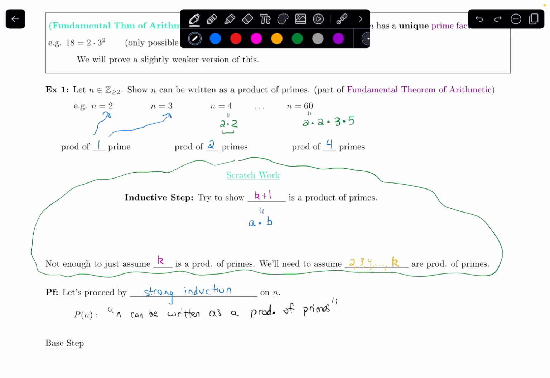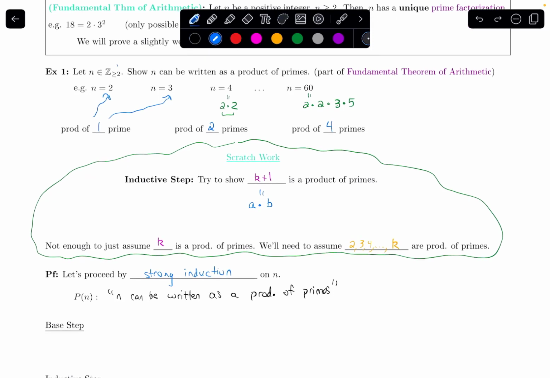So now I do my base step. Because I'm trying to show it's true for all integers greater than or equal to 2, my base step isn't going to start at 1, it's going to start at 2. So my base step starts at n equals 2. Is this statement true for n equal to 2? Well, yeah, we already showed that up here. 2 is just prime already, so it's a product of 1 prime. So the base case is true.